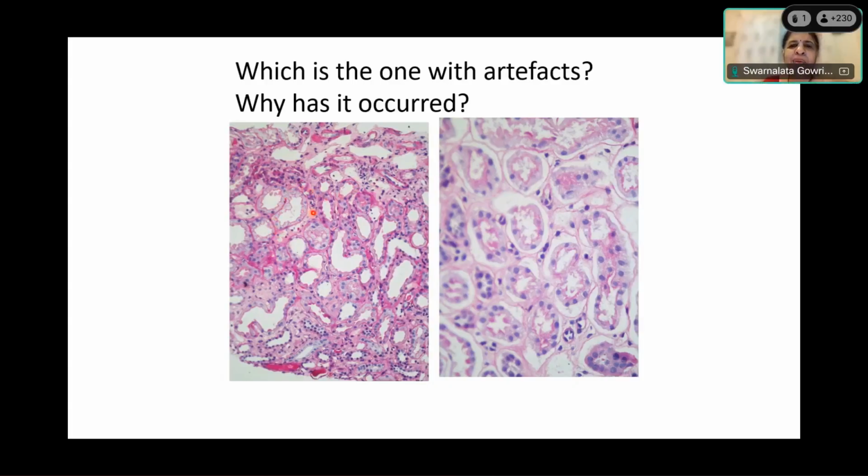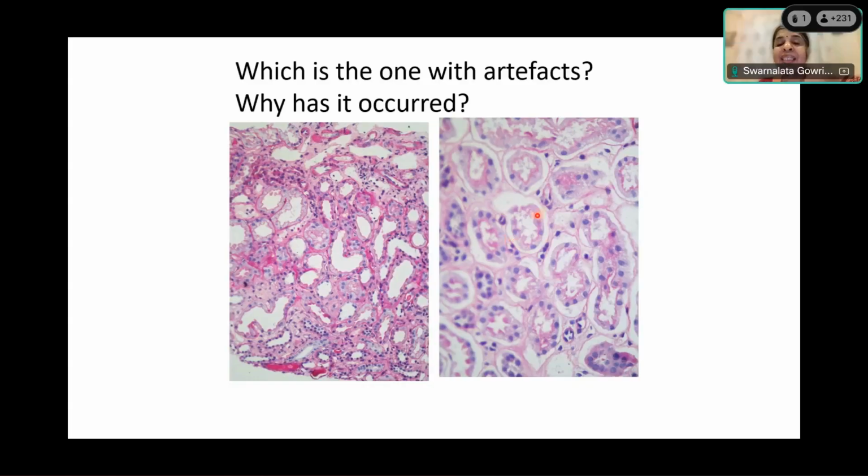So coming back to this question, there's a left and the right. So Deepika, which is the one with artifacts? Is this the left or the right one? Vivek? The right side. Right is artifact, correct. And what is the artifact? Shrinkage. And why has it occurred? Exactly. Why has it occurred? More of dehydration, excessive dehydration. More expansion in the water bath.